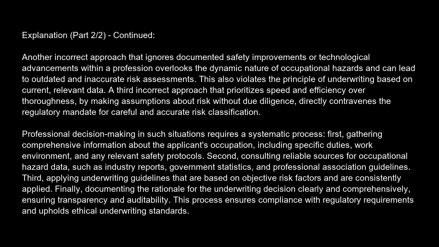Professional decision-making in such situations requires a systematic process. First, gathering comprehensive information about the applicant's occupation, including specific duties, work environment, and any relevant safety protocols. Second, consulting reliable sources for occupational hazard data, such as industry reports, government statistics, and professional association guidelines. Third, applying underwriting guidelines that are based on objective risk factors and are consistently applied. Finally, documenting the rationale for the underwriting decision clearly and comprehensively, ensuring transparency and auditability. This process ensures compliance with regulatory requirements and upholds ethical underwriting standards.